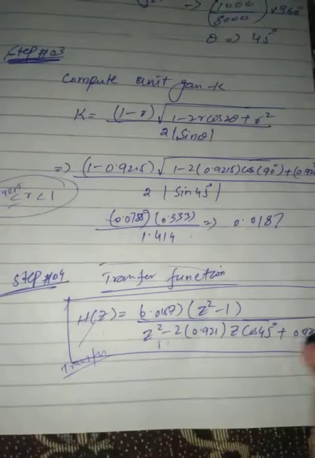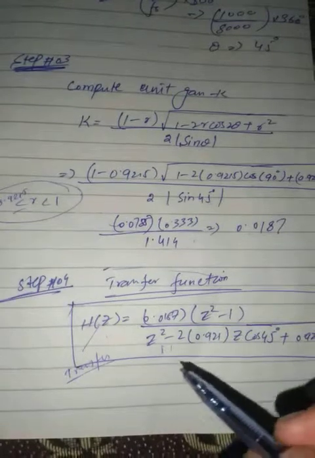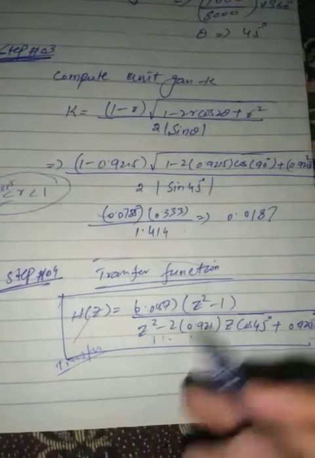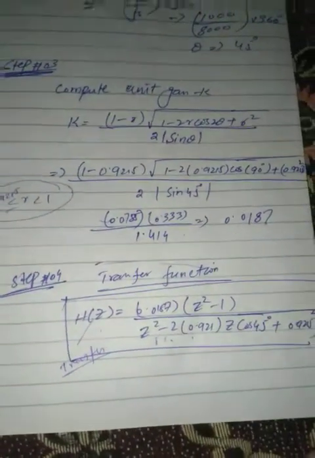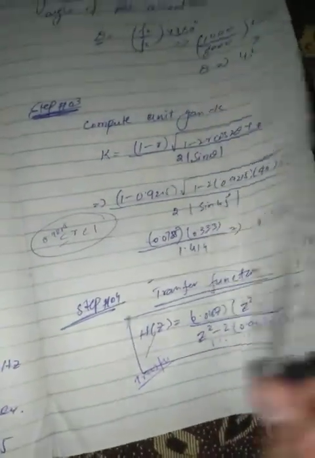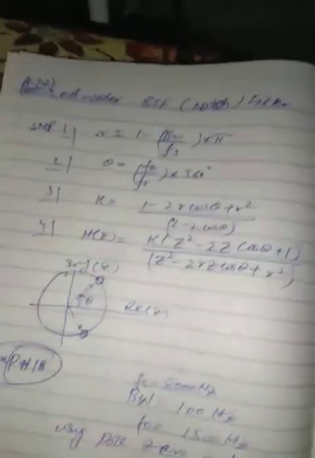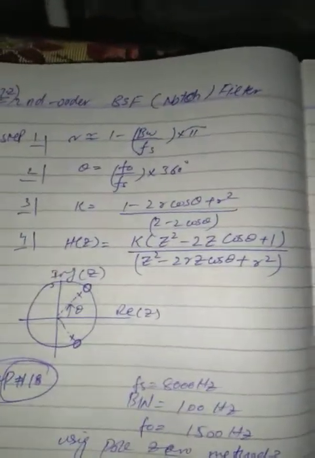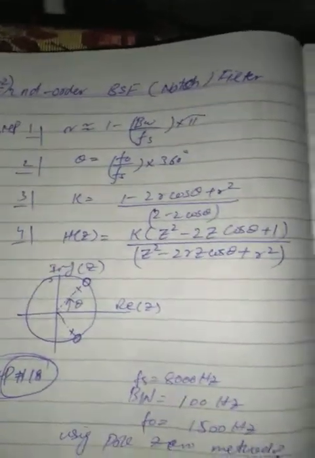What I do here is put all the values of my function into the transfer function, and this gives me the value. I can simplify my expression here, but this is alright. In the next example, I am going to discuss the second order band stop filter, which is also known as the notch filter.